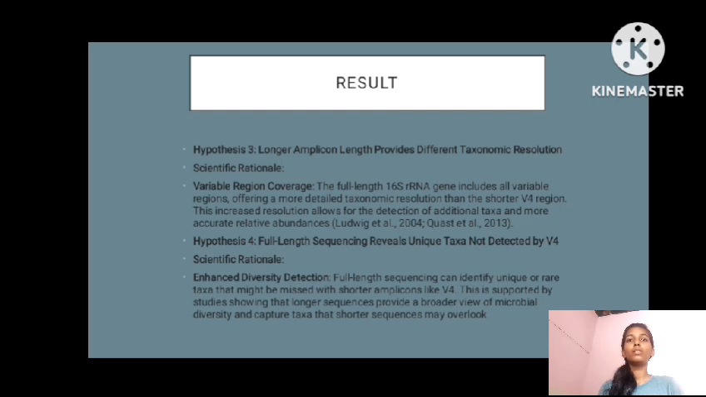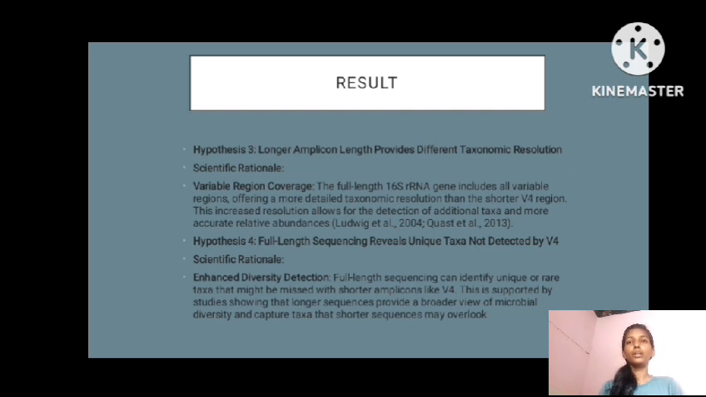Third, longer amplicon length provides different taxonomic resolution. Full length 16S rRNA includes all variable regions and offers a more detailed view of microbial diversity than the shorter V4 region, leading to more accurate detection of additional taxa and relative abundance.